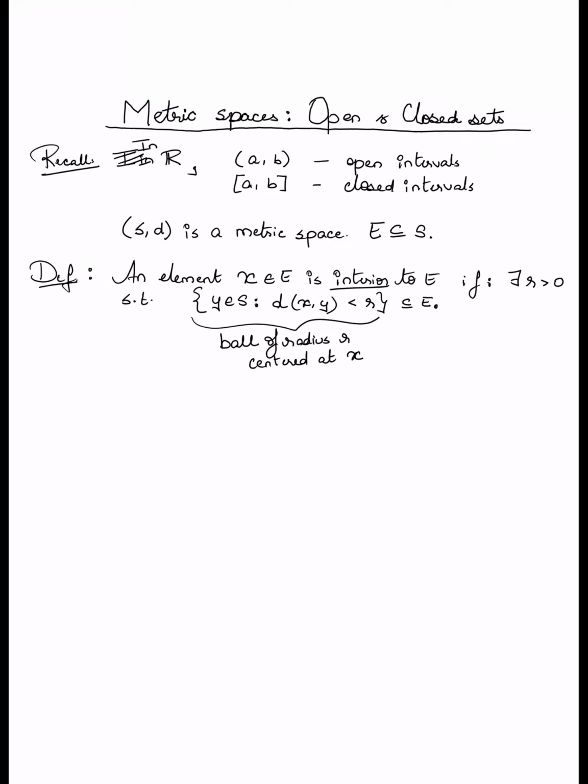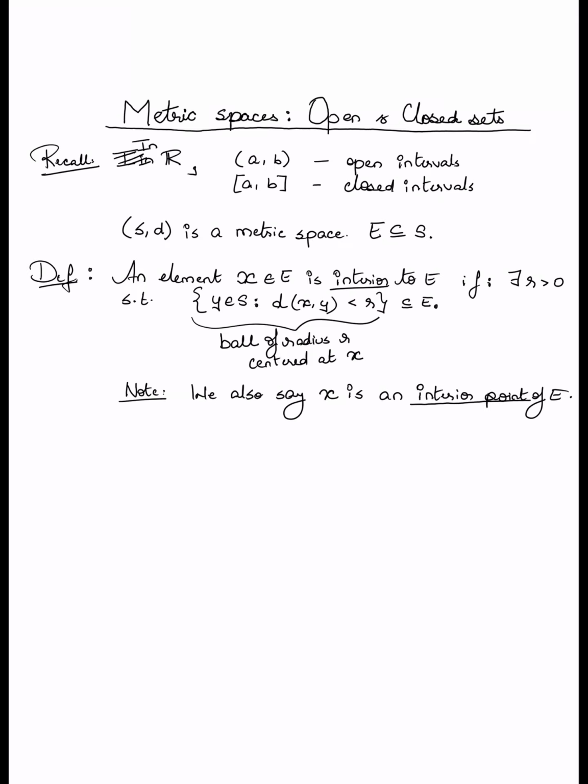Going back to the definition, we say that the point x is interior to E if there is some ball of positive radius centered at x contained completely within E. So if there's a ball of some positive radius contained within E, we say that x is an interior point to E. Alternatively, we also say x is an interior point of E. That's another phrase that we will use repeatedly going forward.